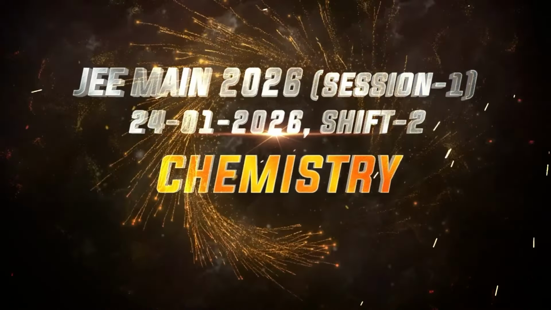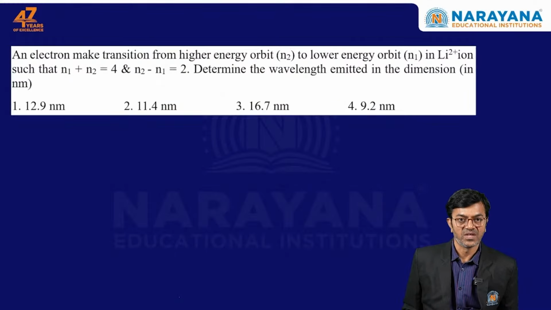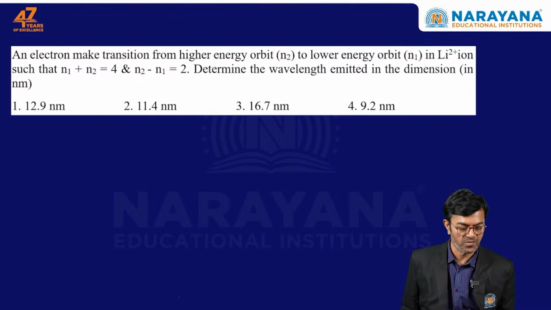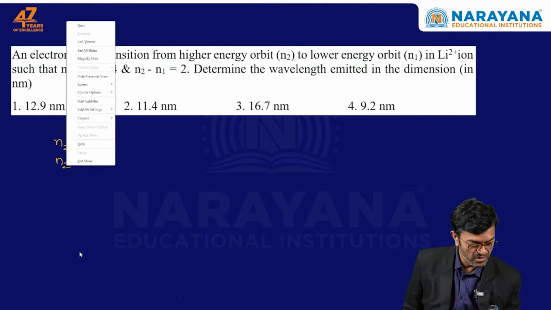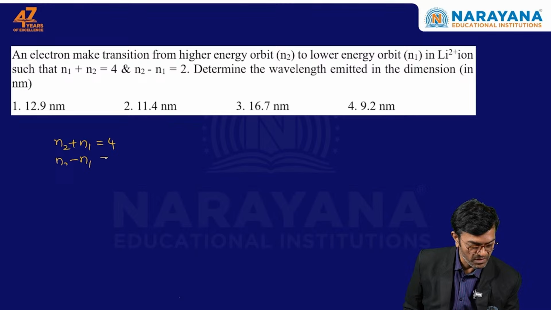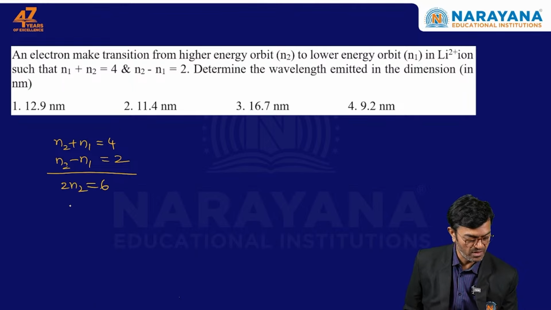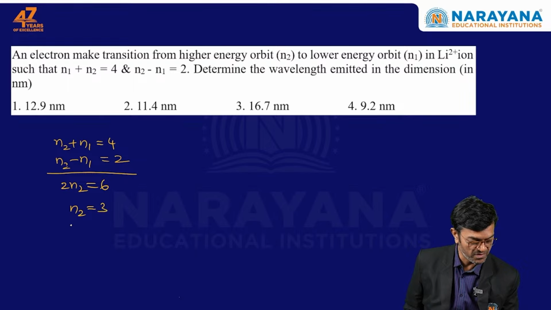Now moving to chemistry. Here the question is related to the hydrogen spectrum in Bohr's model. An electron is making a transition from N2 to N1 in a Li2+ ion. It is given that N2 plus N1 is 4 and N2 minus N1 is 2. When you solve these two equations, on addition you get 2 N2 equal to 6, so N2 is 3. When N2 is 3, obviously N1 is 1.